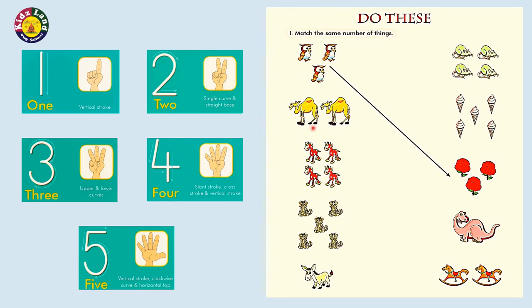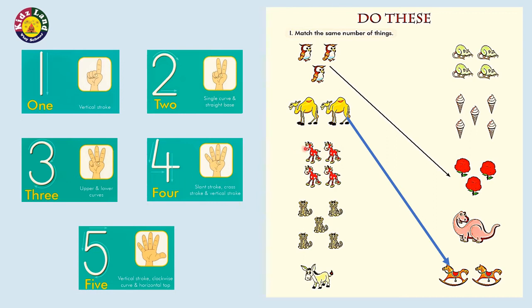Next, after owls, I can see camels here. Let me see. 1 camel, 2 camels. On the right, how many 2s are there? Wow, I see horses in 2. 2 horses. Let me draw the line from the camel to the horse, because there are 2 camels and 2 horses. So the number is matching here.